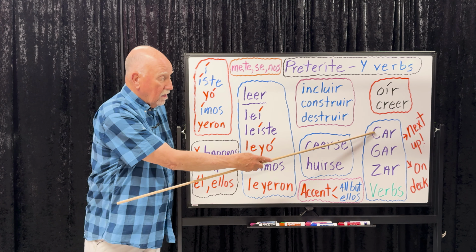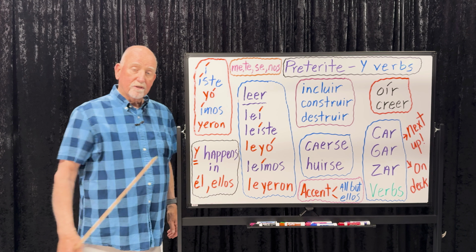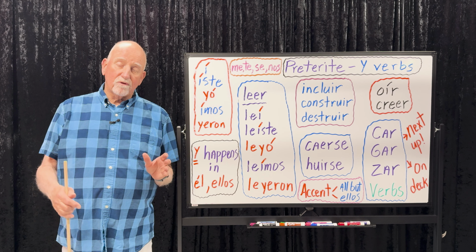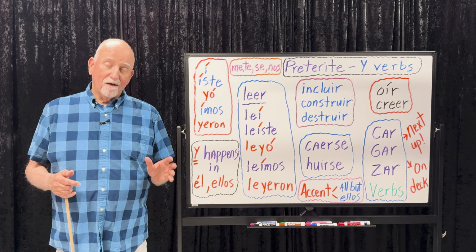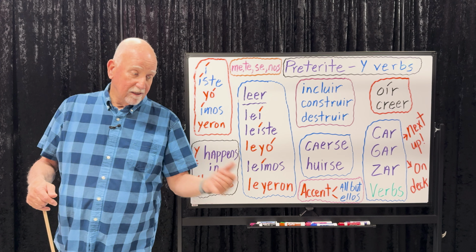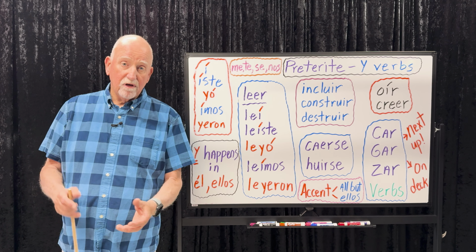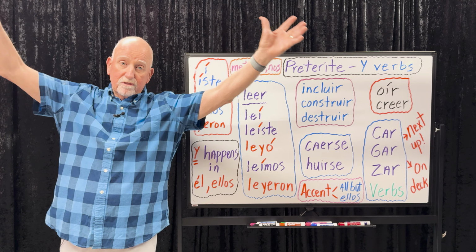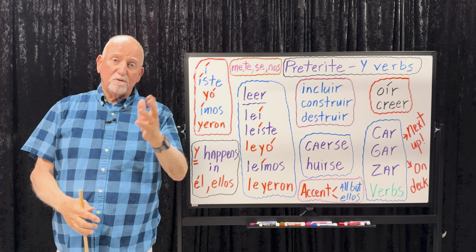All right, that's it. Next up, car, gar, zar verbs. We're getting real close. Thanks for hanging in here with all these nitty-gritty preterite details. But again, from the present tense, the preterite, and the infinitive, the entire remaining part of the Spanish grammar evolves.